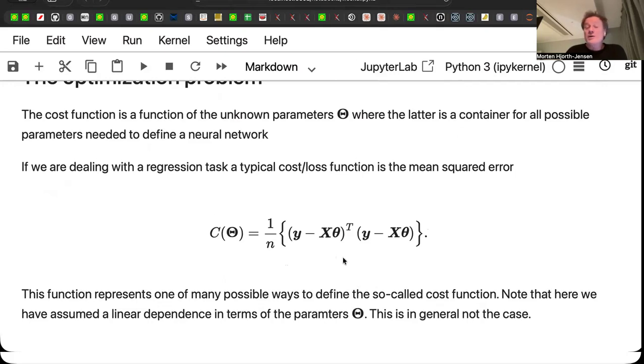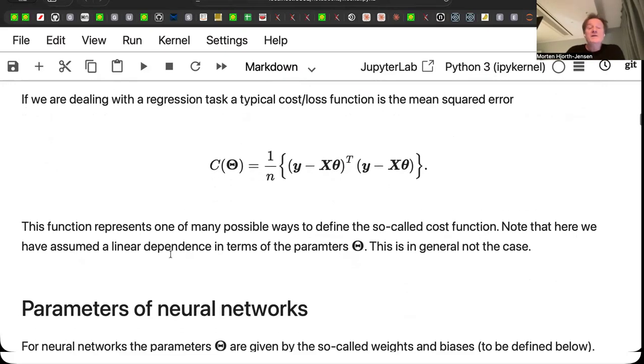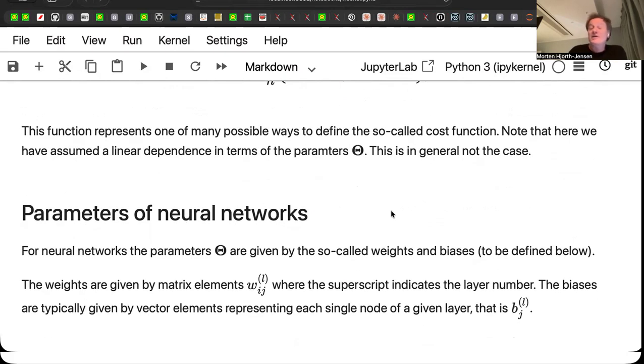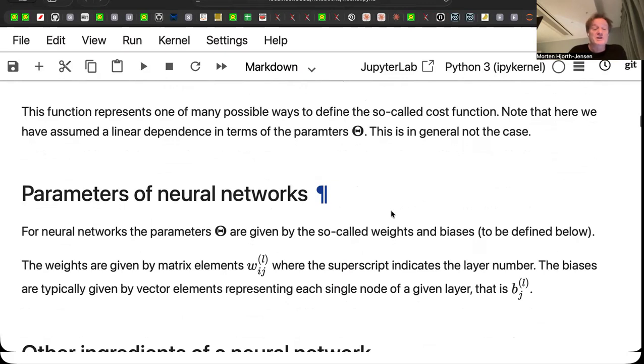When we are dealing with a neural network, you would replace this x times theta here, which are either matrices or vectors, with a neural network. And this function represents one of the many possible ways you could define the so-called cost function. And as I say here, just note that this assumes a linear dependence on the unknown parameters theta. And this is generally never the case, or very seldom the case.